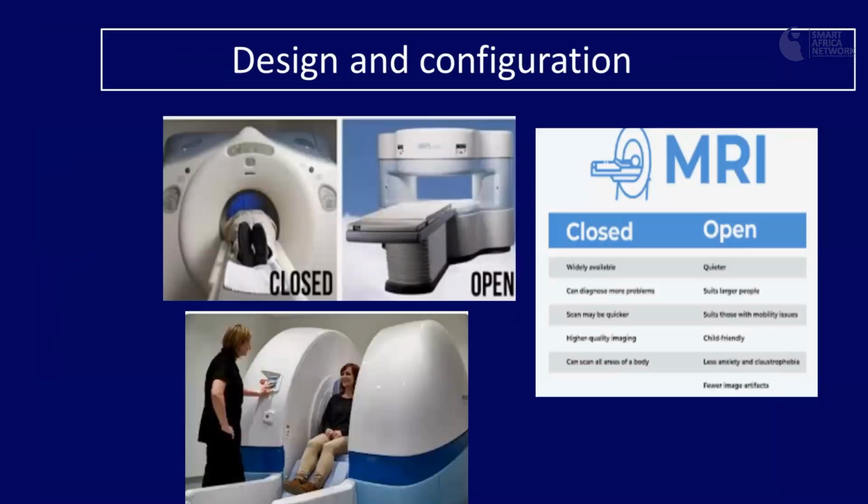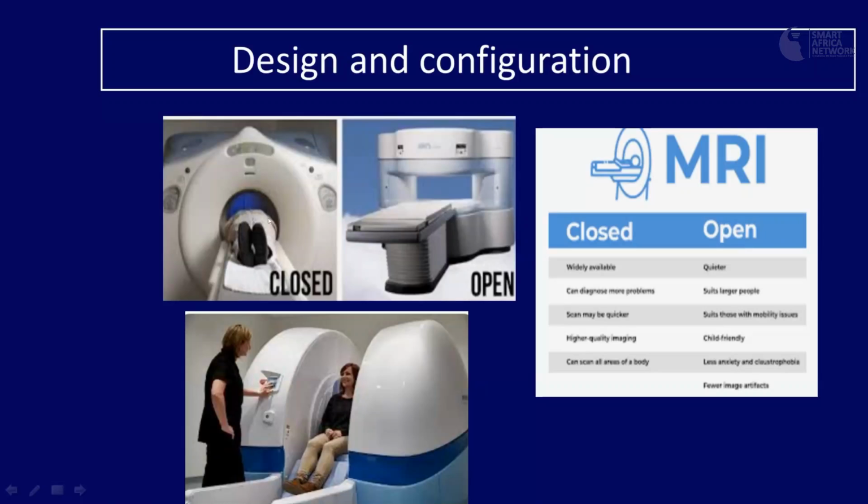Now, there are different types of designs of MRI machine. You have the closed MRI machine, the open MRI machine. And I have pictures here to show the closed one and the open one, and then a more advanced form of the open MR machine. And these designs come with different advantages and disadvantages.